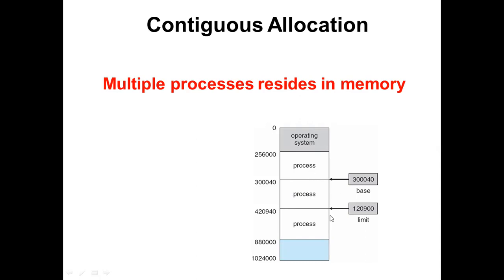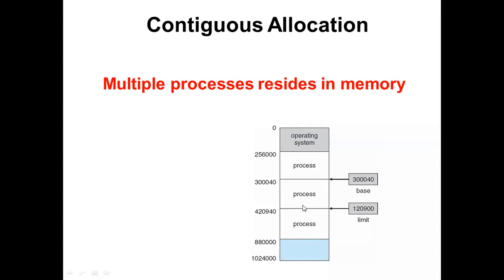So we have the limit address and the base register address. There are two types of registers we'll use here: the limit register and the base register for each process. With these we can define the minimum and maximum address space, which is the address occupied by this process. Because multiple processes reside in memory, the memory is divided into several addresses. You can see how each process occupies an area. This is called the contiguous allocation.